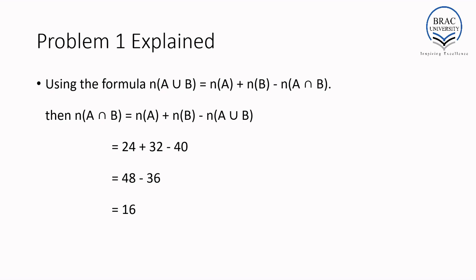Right. See, the number of elements in set A union B is equal to the number of elements in set A plus the number of elements in set B minus the number of elements in set A intersection B. From there, we can find the number of elements in set A intersection B, that is 16.